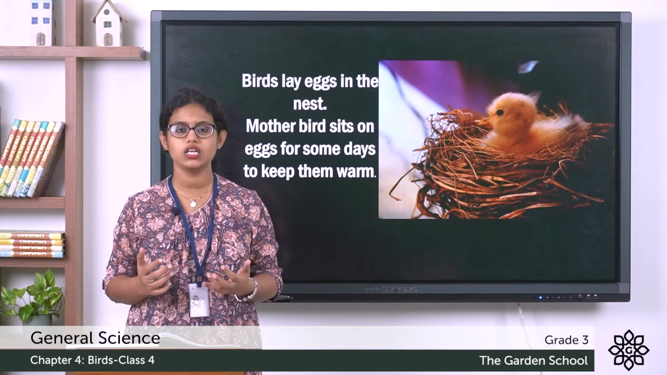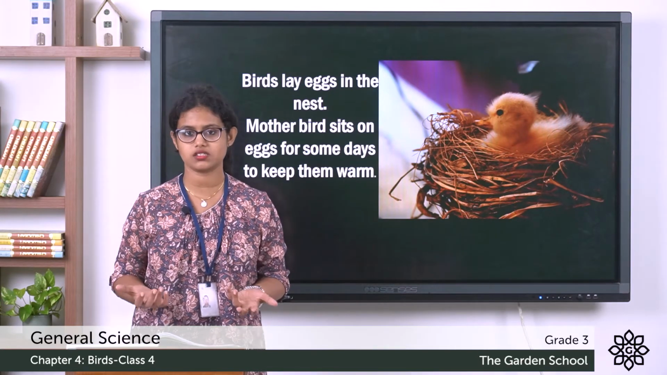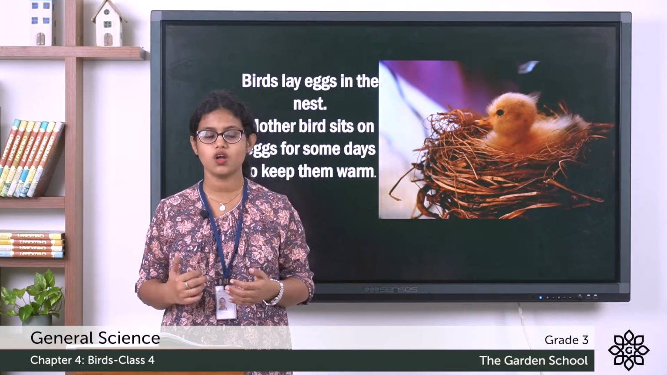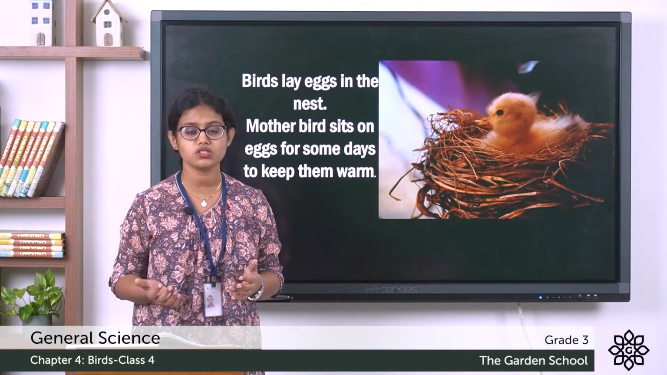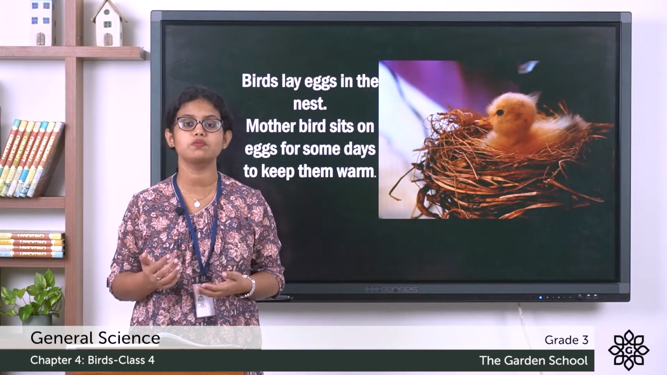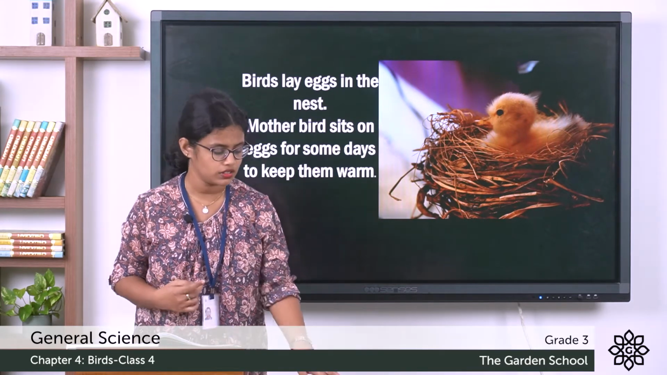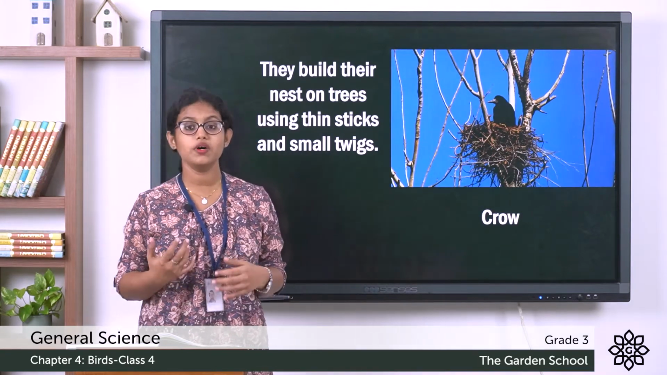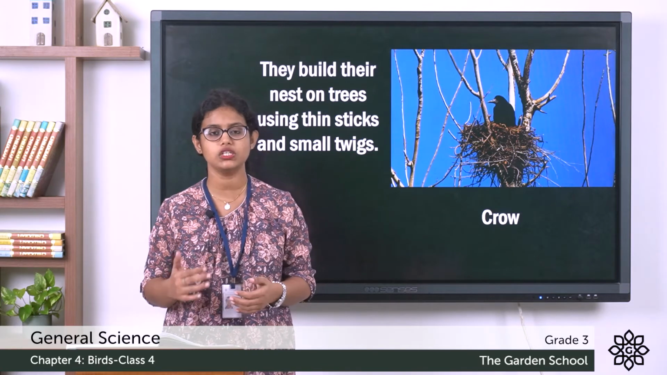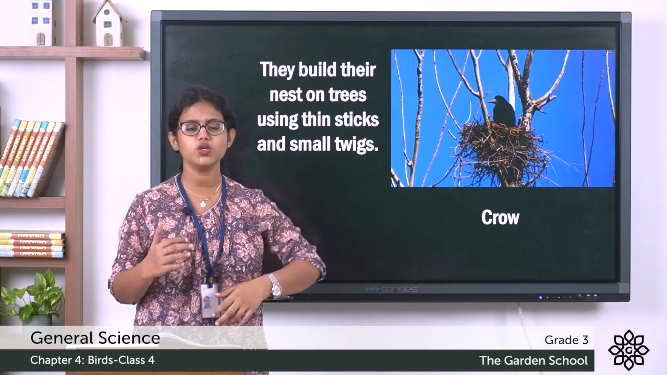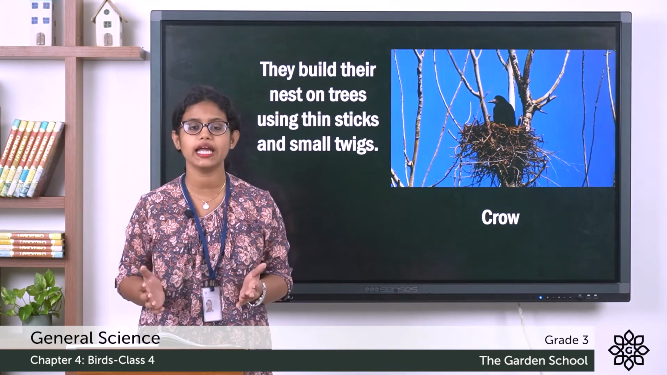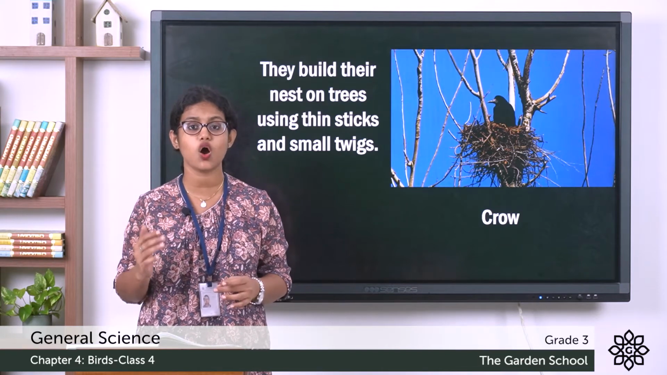Now let's see how birds build their nest. So there are birds which build their nest on trees, on ground, or on the surface of the water. So let's see different types of birds and their nest. The first one, birds like the crow. Have you seen crows making a nest? They actually build their nest on trees. You know what things they use? They use twigs and thin sticks to make their nest, and they build their nest on trees.